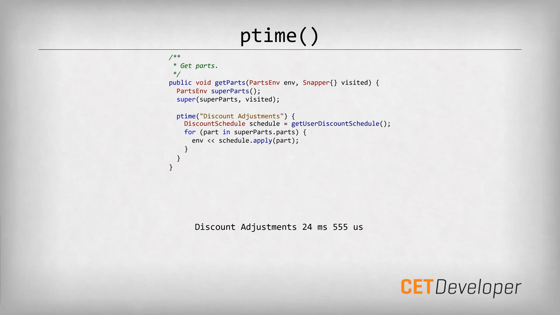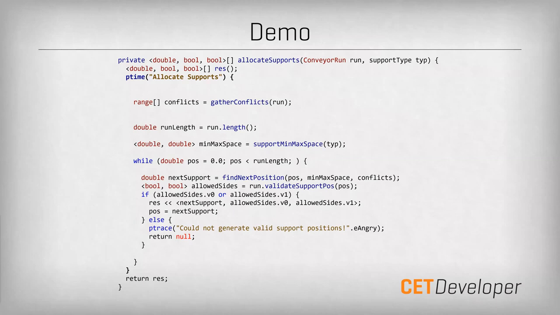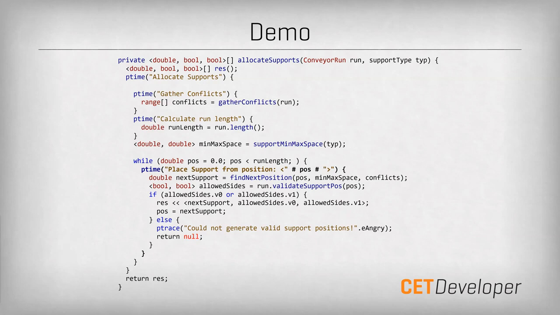So if I bring up a more complex code sample here, this is some code that allocates supports along a run of something or other. It'll gather up all the conflicts. It'll gather up each support's supported placement options, and then go through and find valid placements for everything. So if we add in this big picture p-time, it's going to trace the entire function, and then start placing more p-time blocks inside of it around important chunks of the code, we can get not only how long each of these different things take, but also get a bit of context.